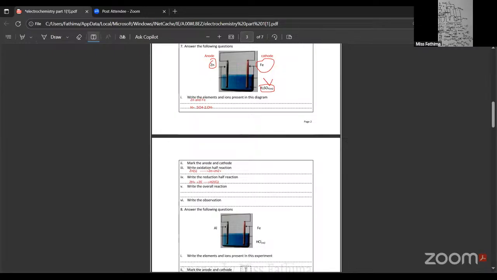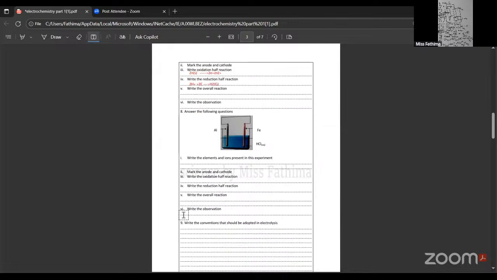Right. Then you have to write the observation. What is the observation? You can see that the zinc strip will dissolve and hydrogen bubbles, which are colorless bubbles, will evolve around the cathode. So those are the two observations that you can find from this experiment.